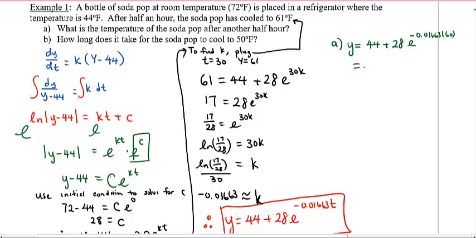And I'm going to spare you the trouble of doing it in the calculator, but you should really double check yourself so you know how to plug this into your calculator. I got an answer of 54.321 degrees Fahrenheit. Okay. And then for part B, how long does it take for the soda pop to cool? Then of course you're trying to solve for t by making y 50.